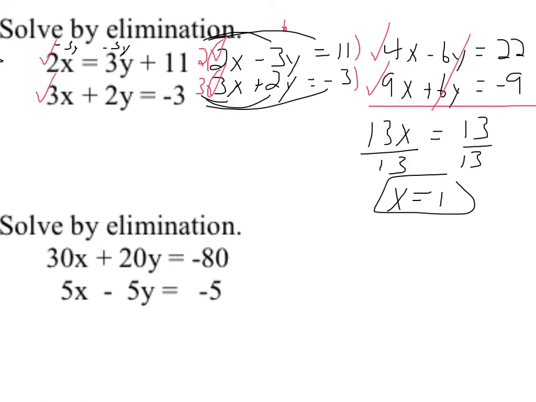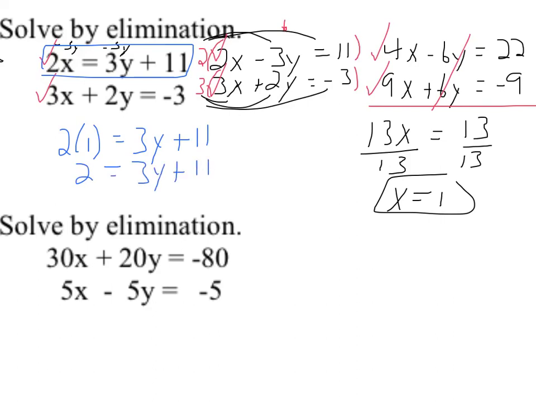For kicks, I'm going to choose the very first one up here, and I get 2 times 1 equals 3y plus 11, so 2 equals 3y plus 11. I subtract 11, and we have 3y equals negative 9. Divide by 3, and y equals negative 3.